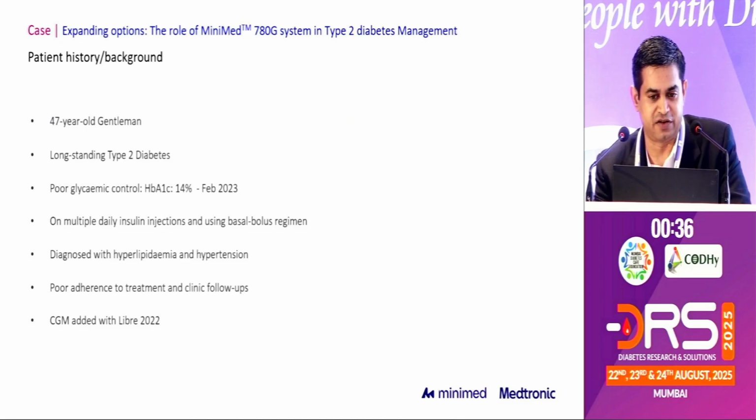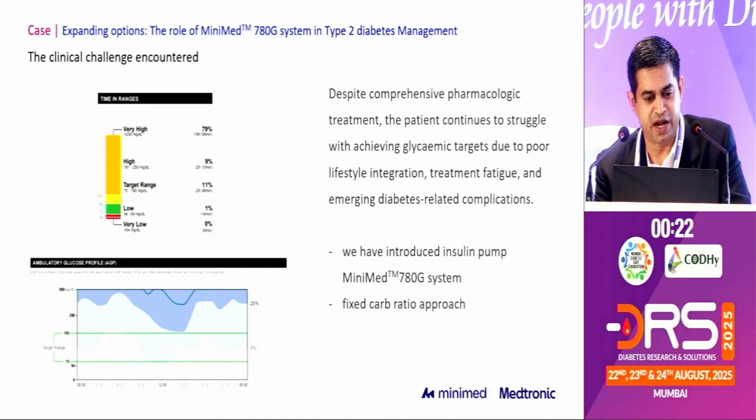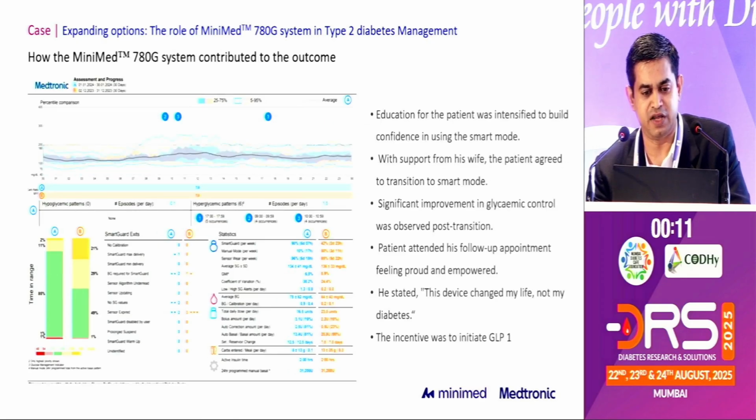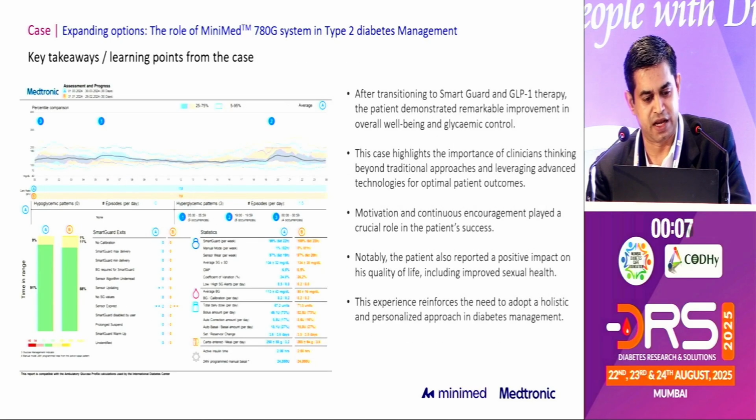This is just a case study I've taken, not from me, this is from my physician friend from Dubai. You can see this is a 47-year-old gentleman, type 2 long-standing, A1C 14%, on MDI with hyperlipidemia. With MDI and CGM, you can see the time in range. Pathetic is the word for this, with 14% A1C. Then it was started, and after a few months it was 57% time in range, then improved nicely, and then went up to almost 90% without any time below range.